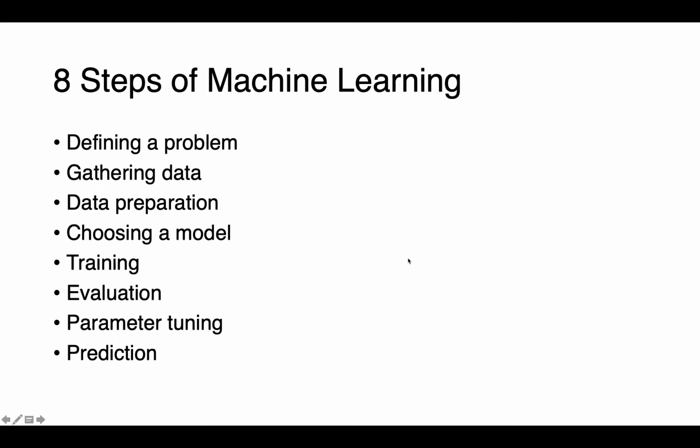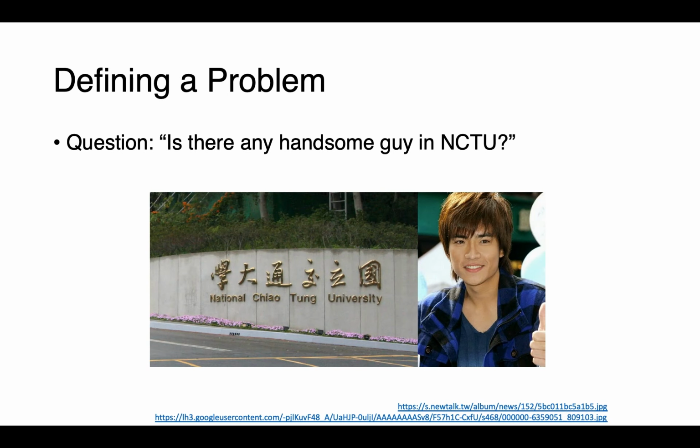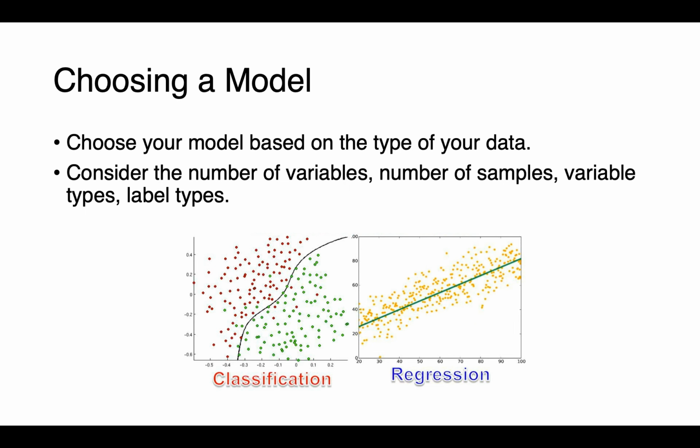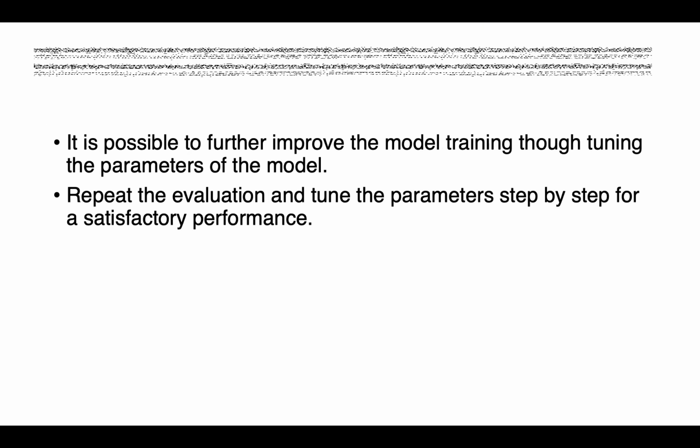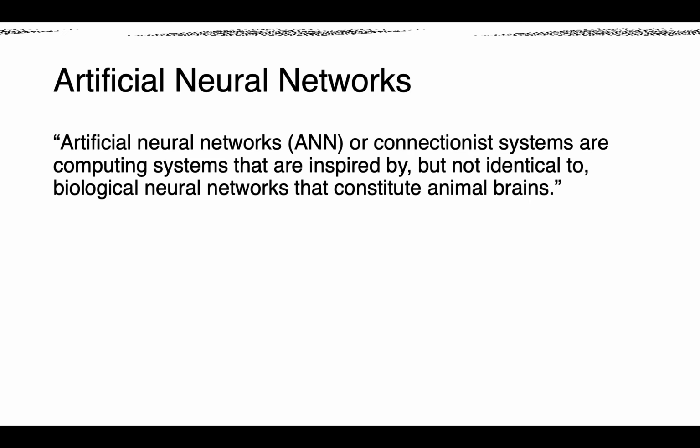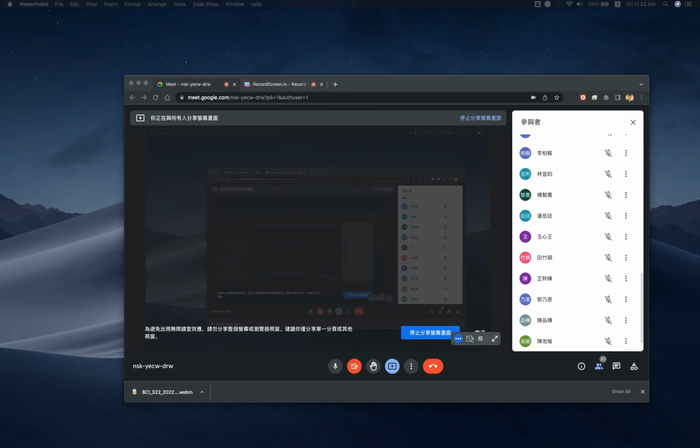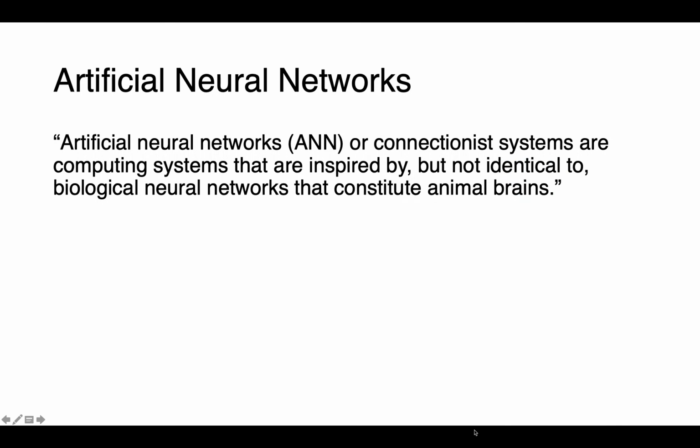So we've just gone through the eight steps of machine learning. Right now I'm going to skip some of the slides so that we can cover the basic knowledge of neural networks before noon. This is an example problem, I'll just skip it, and then let's talk about artificial neural networks.